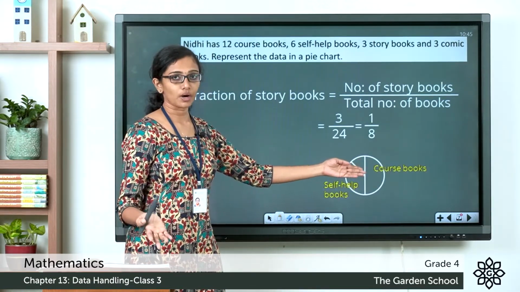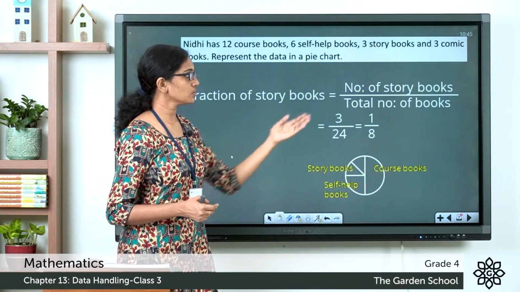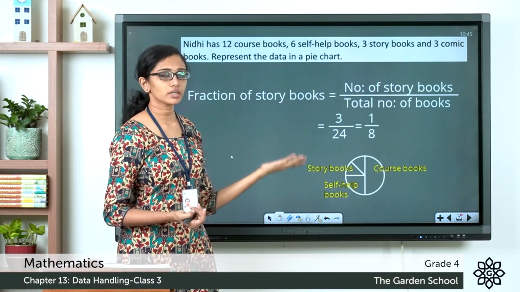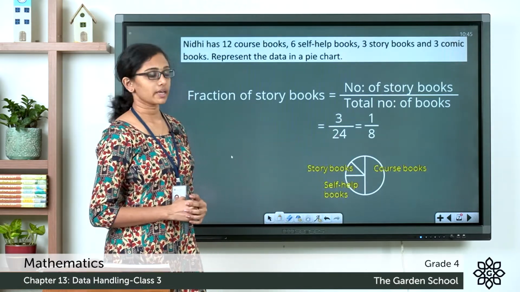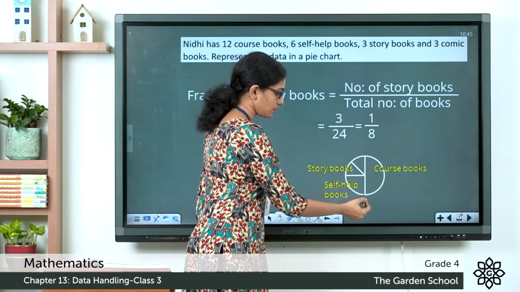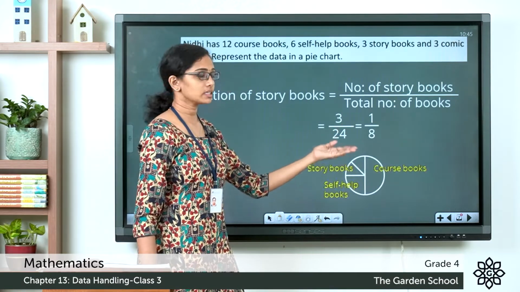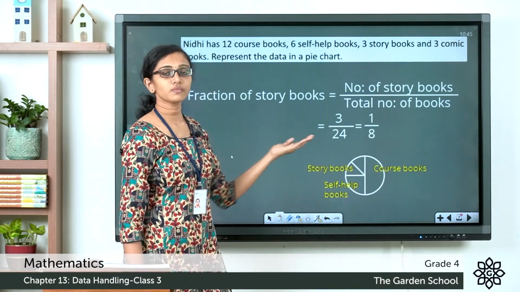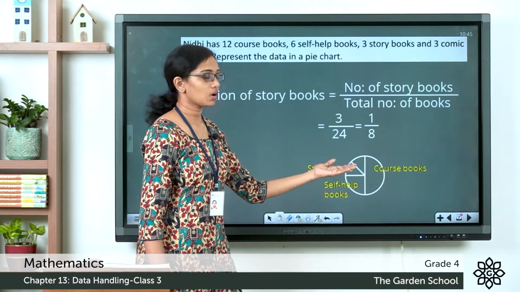So among that 1/4, the fraction of story books will be equal to the number of story books by the total number of books, that is 3/24. That is equal to 1/8. So the first half is course books, 1/4 is self-help books, and among the remaining 1/4, 1/8 will be the fraction of story books. So how would you mark 1/8?